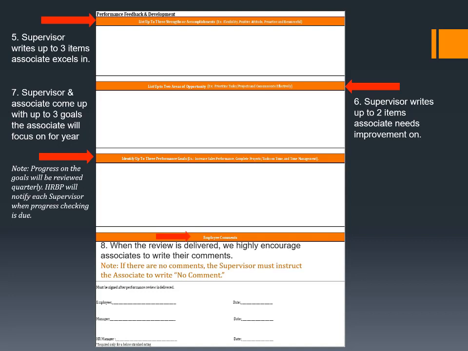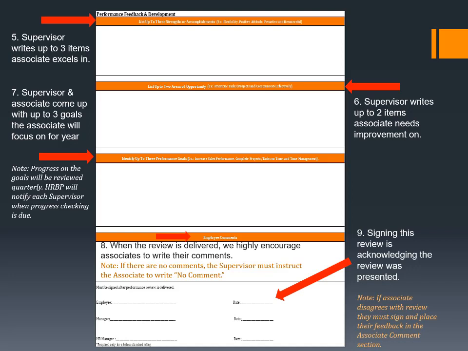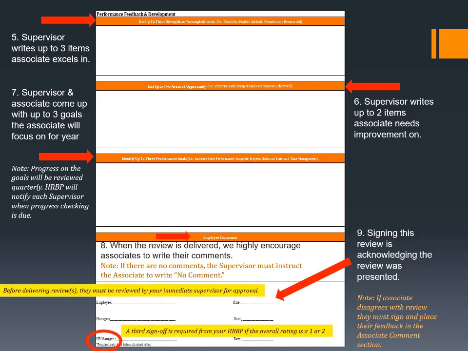Section 8, when the review is delivered, we highly encourage associates to write their comments. Please note that if there are no comments, the supervisor must instruct the associate to write no comment. Section 9, signing this review is acknowledging the review was presented. Please note, if an associate disagrees with the review, they must sign and place their feedback in the associate comments section. Section 10, supervisor delivering the review must sign here and write the date that the review was delivered.